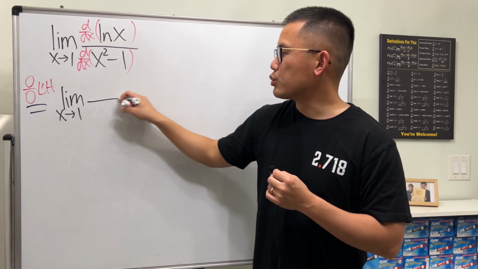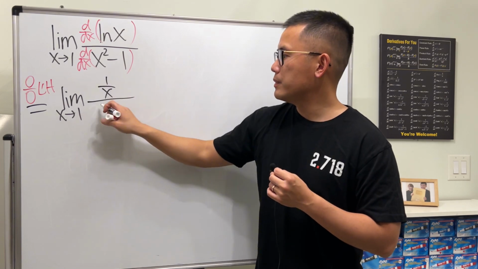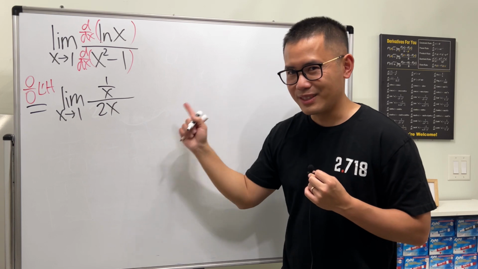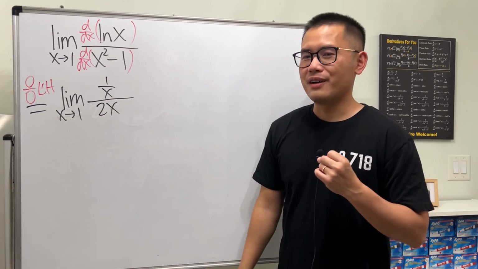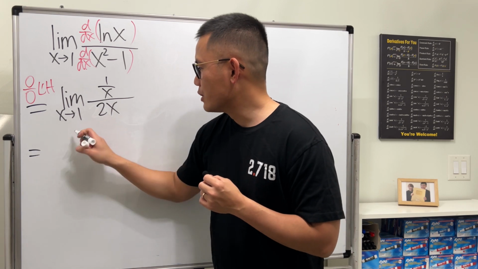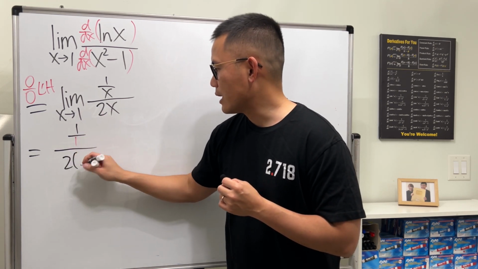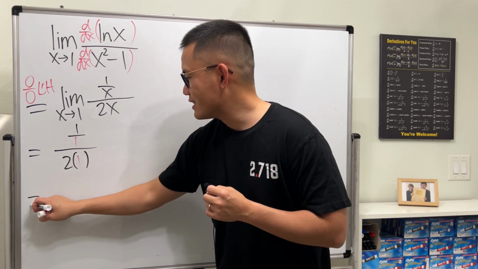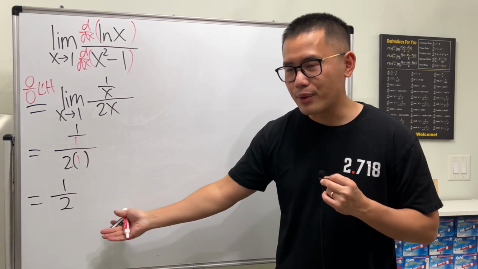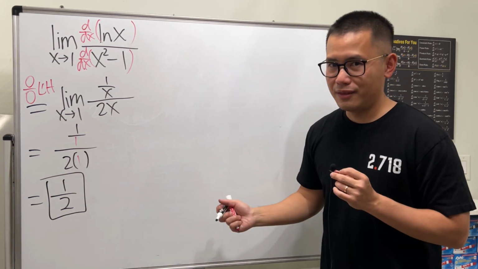On the top, the derivative of ln x is 1 over x. On the bottom, the derivative of that is 2x. Now, guess what? We no longer have indeterminate form, because if you plug 1 into here now, it's just 1 over 1, and if you plug 1 into here, it's just 2 times 1. Of course, 1 on the top, 2 on the bottom, and we get a nice number, which is going to be our nice answer. And then we are done.